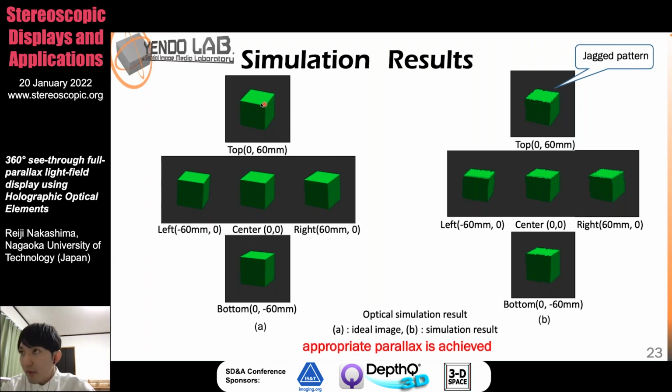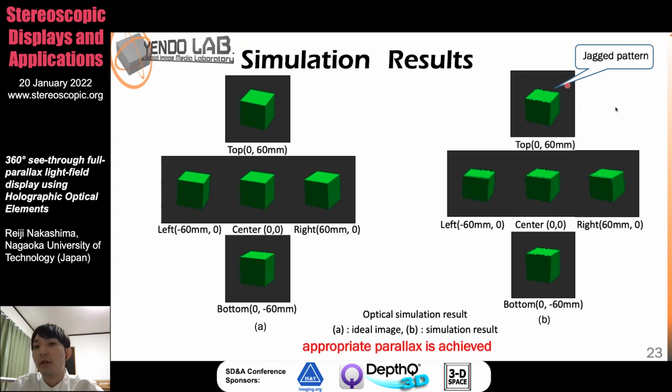And also focusing on the top side of the cube here and here and here. In the ideal image, you can see the image is changed according to the camera position appropriately, and the same thing happens in the simulation result. You can see, and I can say the vertical parallax is also achieved.